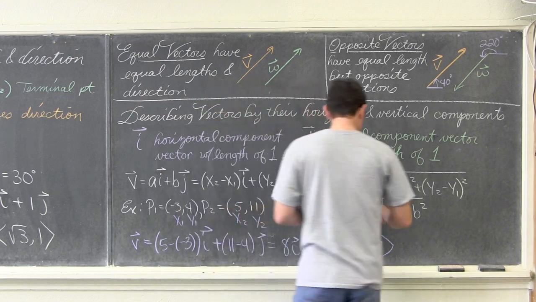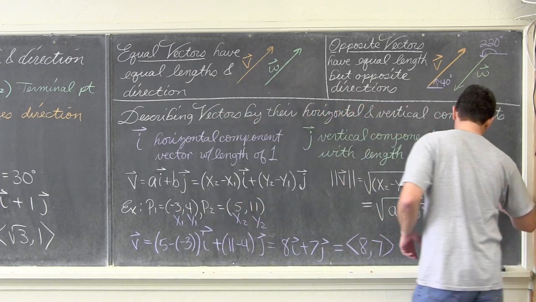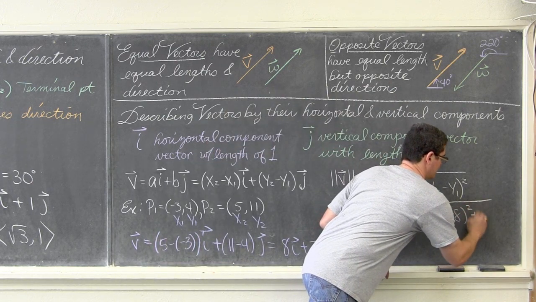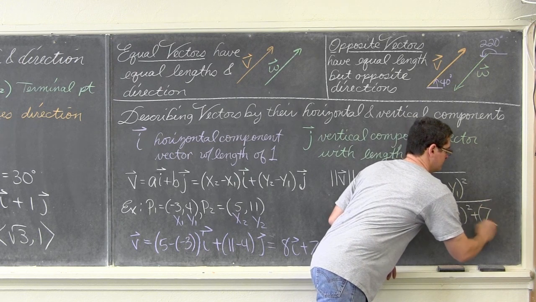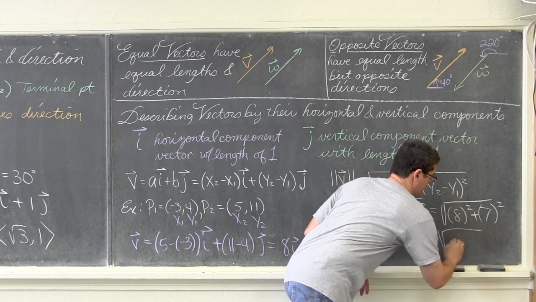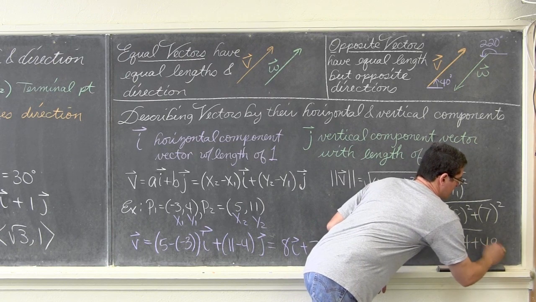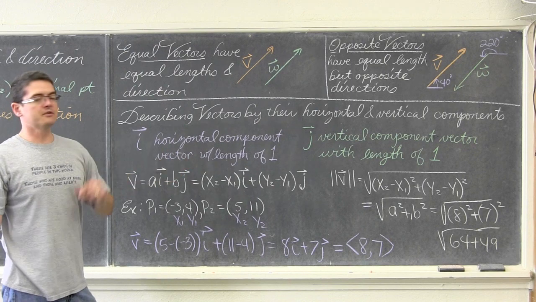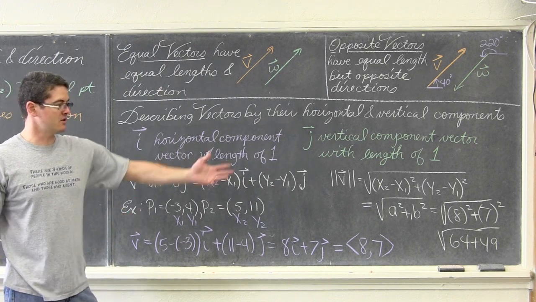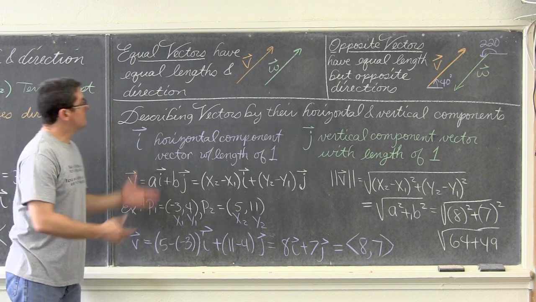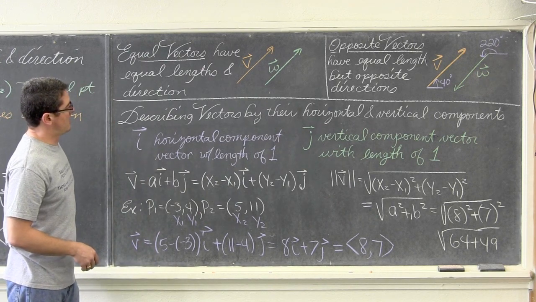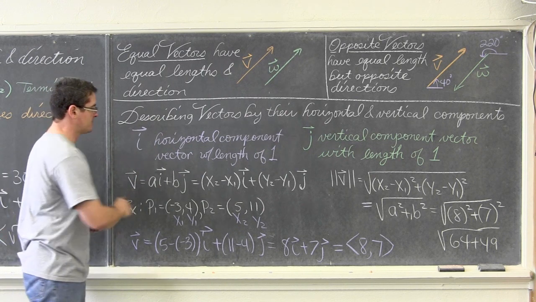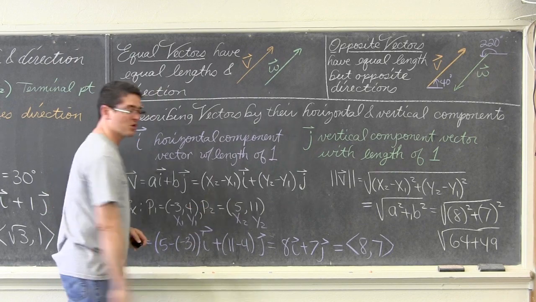So the magnitude of vector V is the square root of 8 squared plus 7 squared, which is the square root of 64 plus 49, which is the square root of 113. But I'm out of space, and I'm sure you know how to find the distance formula. So that is equal vectors, opposite vectors, and finding or describing the vector in terms of its horizontal and vertical components, given your initial point and your terminal point.